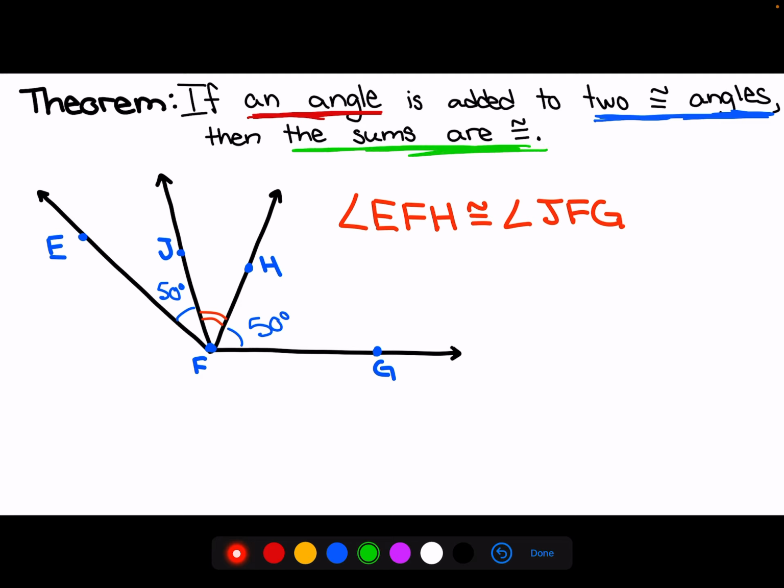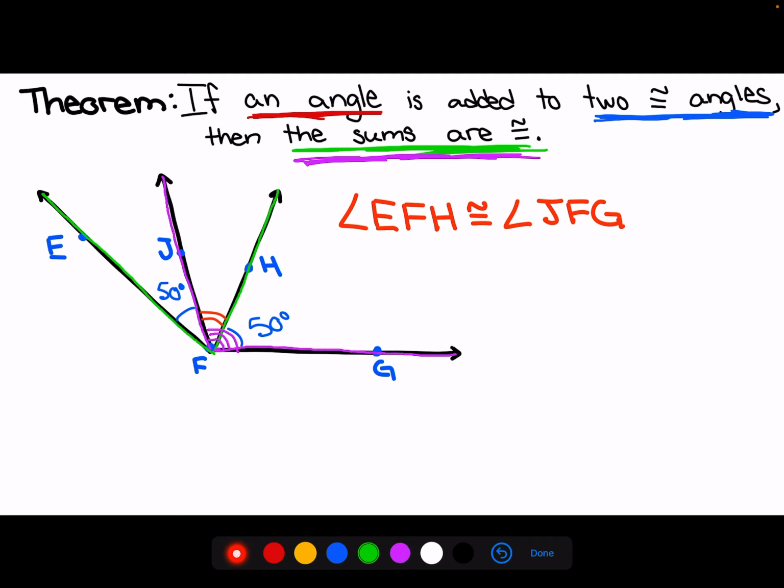And when I say sums, I mean angle EFH, this green angle here, and also this other purple angle that I'll put right underneath. That purple angle is angle JFG. These two angles will be congruent to each other. So I can put 1, 2, 3, and 1, 2, 3. So those angles are congruent to each other as well.